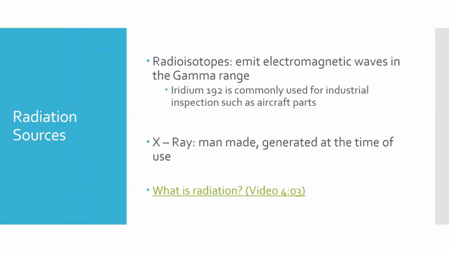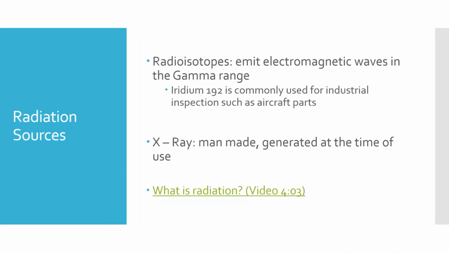In radiography, we've got two main radiation sources. So the first are these radioisotopes I've been talking about. And these are the materials that emit electromagnetic waves, or waves, excuse me, in the gamma range. The most common one we'll see in aviation and in industry tends to be iridium-192.